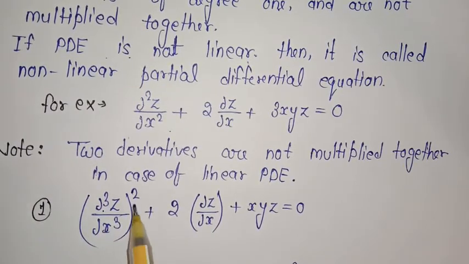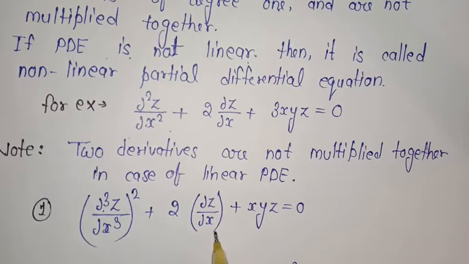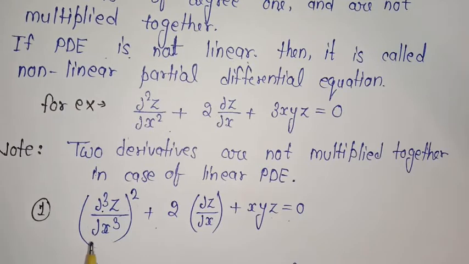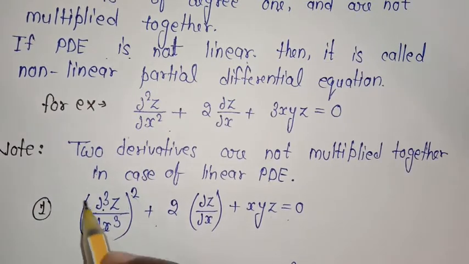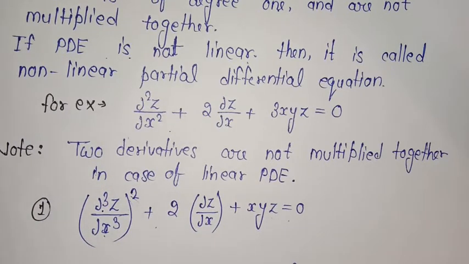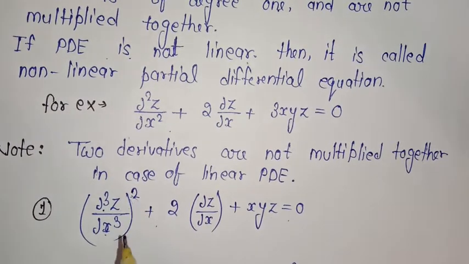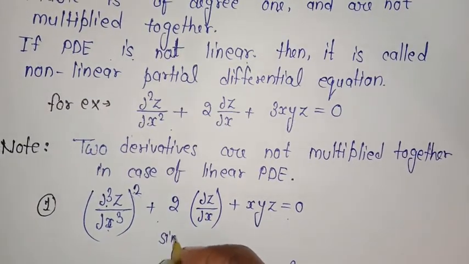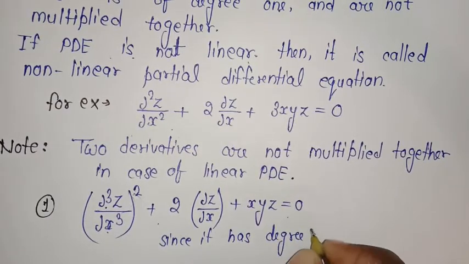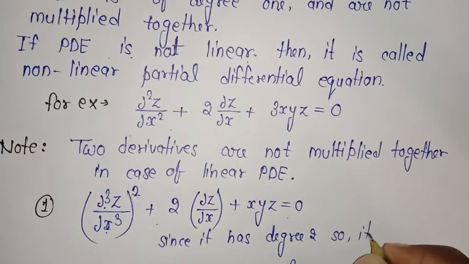(∂³z/∂x³)² + 2 ∂z/∂x + xyz = 0. According to our definition of a linear partial differential equation, the partial derivative and the dependent variable both must have degree 1 for the equation to be linear. So here we can see the exponent of this partial derivative is 2. So this becomes a non-linear partial differential equation because it has degree 2. So it is a non-linear PDE.